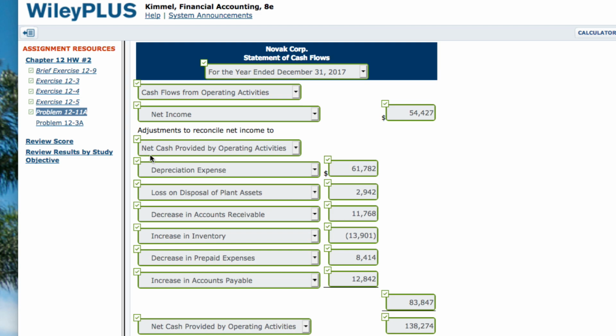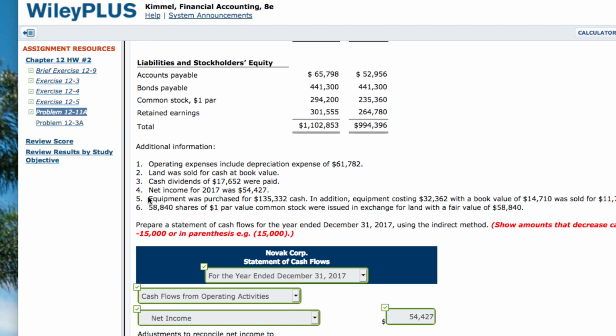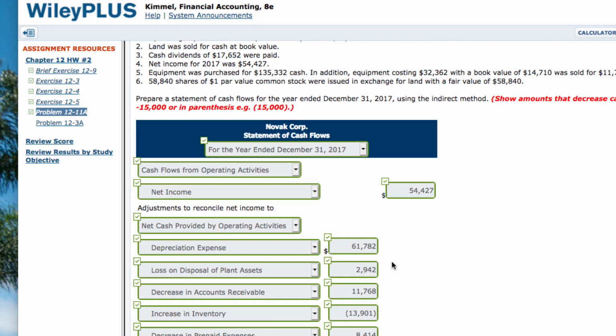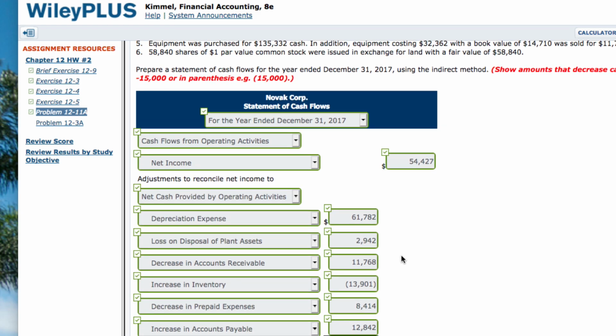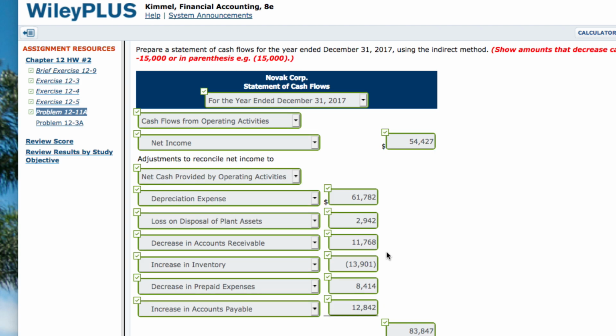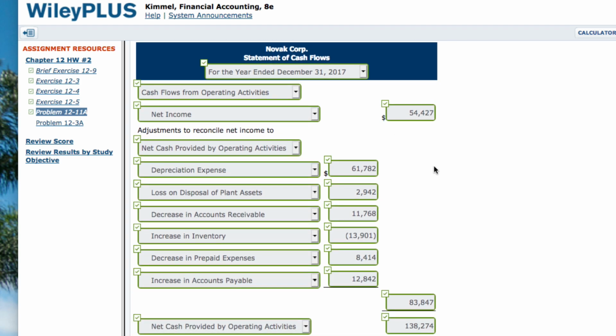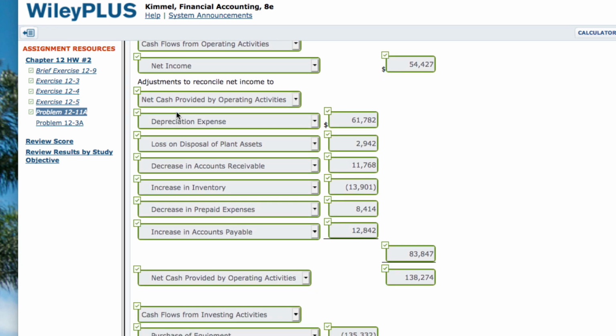The first adjustments, so the net income came from this information. Net income for 2017 was $54,427. That came from an income statement. It's not listed on this, but it's from the income statement. So $54,000. Adjustments to reconcile net income, which is $54,000, to net cash provided by operating activities. We have here the list of operating activities.